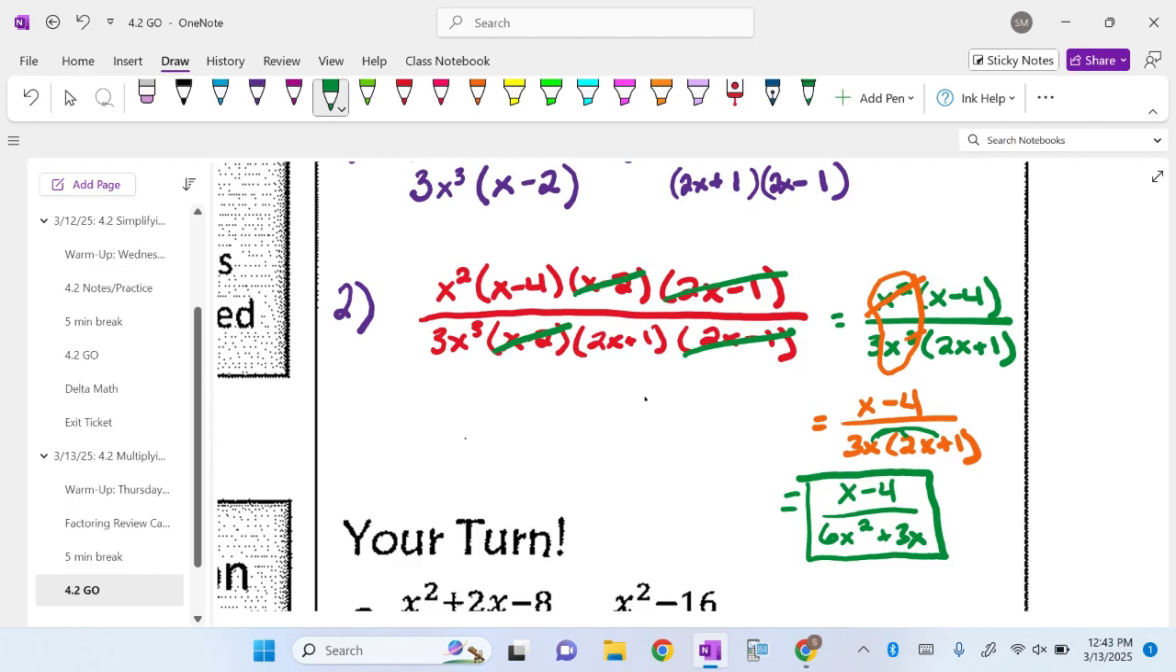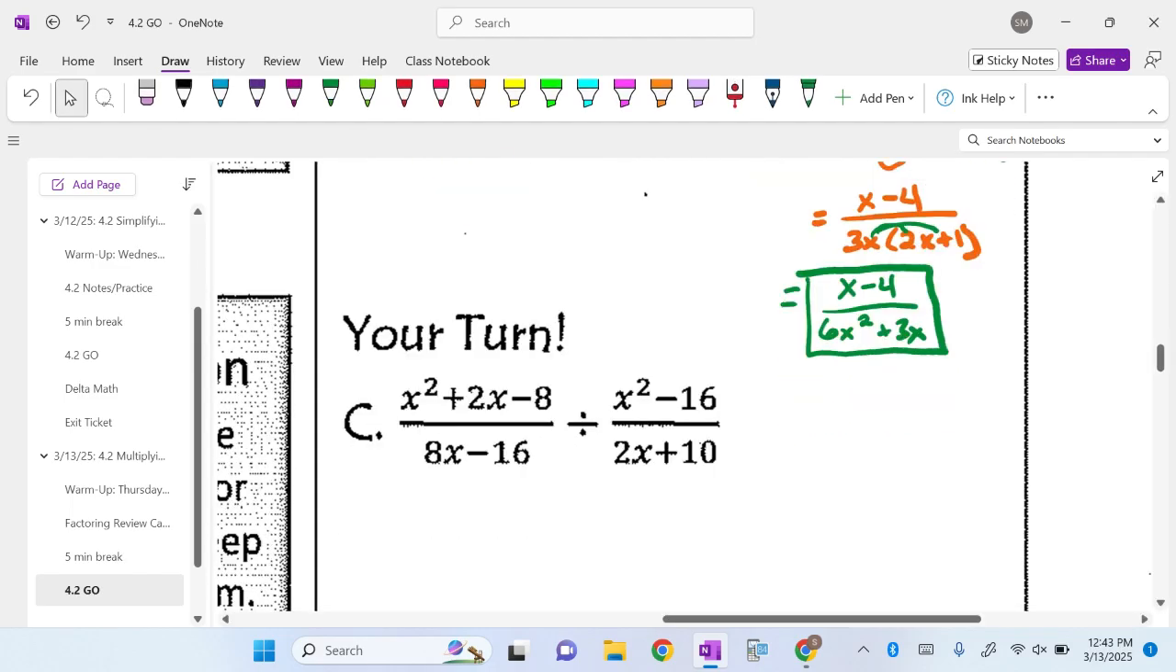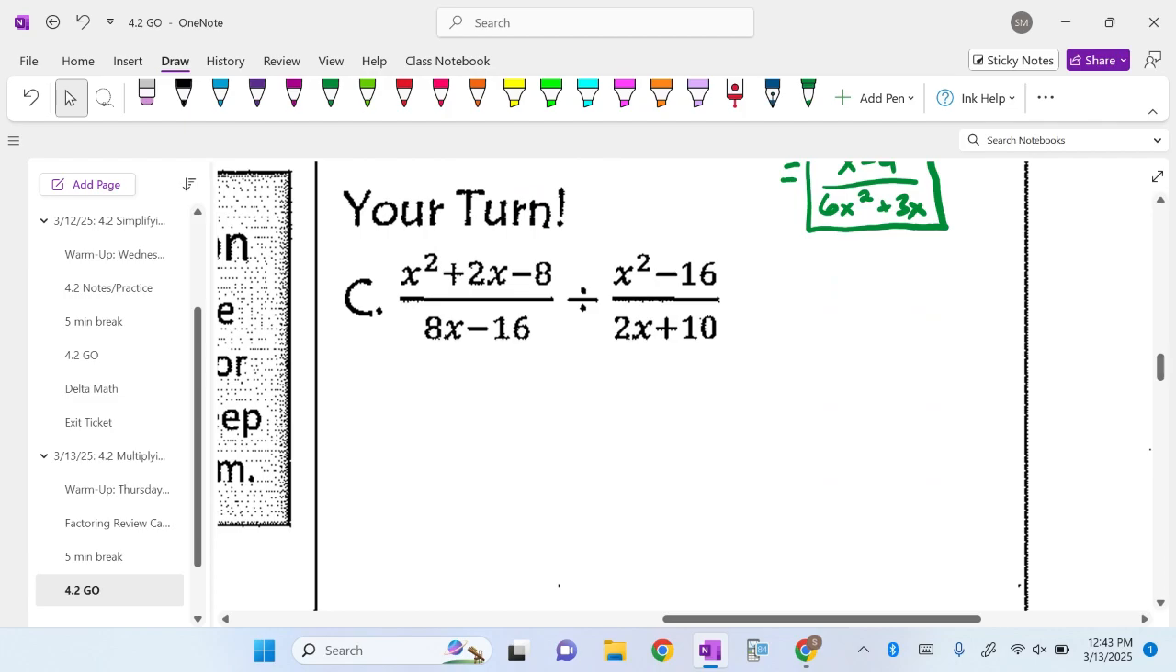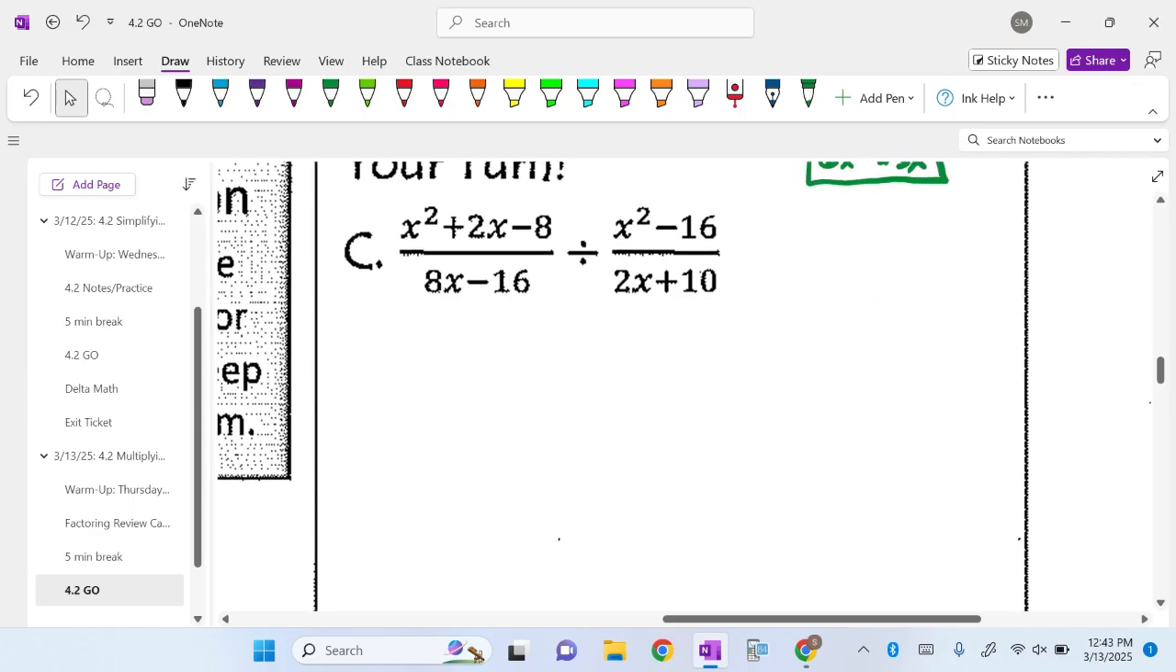All right. So let's try one on our own. So very quickly, I want you to try and attempt letter C on your own. Just try it. Take a couple of minutes. Just try it on your own. So start with the keep change flip because it's a division, and then start with the factoring.